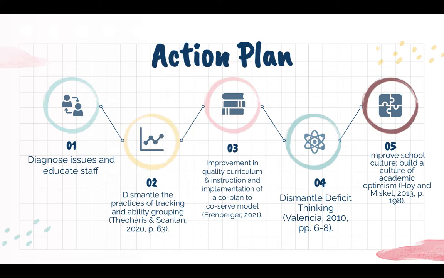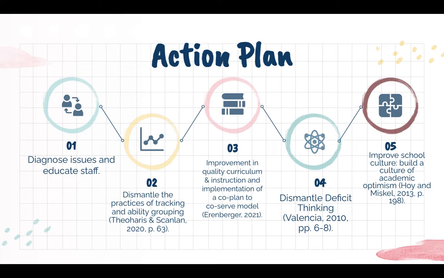Number 2, dismantling the practices of tracking and ability grouping. As Theo Harris and Scanlon represented, although we don't do gifted and talented here, there are clear indicators that we have some lower level track classes. Perhaps our students with disabilities are overrepresented in the team taught classes that we do have offered for them. We have some lower level classes such as our English Y classes and our Math 2A classes, as well as some PBL classes where the students are kind of all shuffled into these low level classes at a slower pace, and that's where they stay.